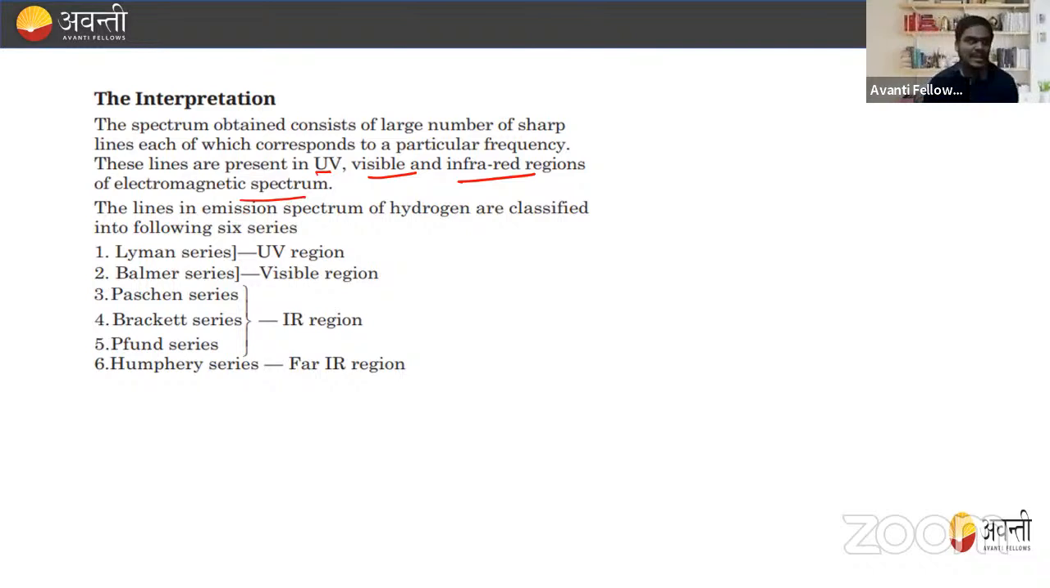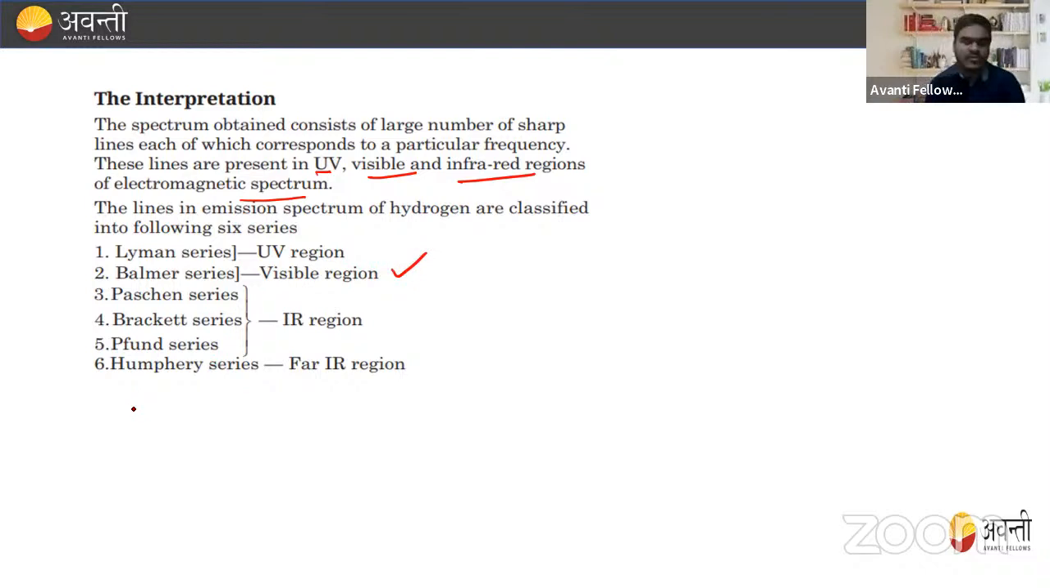If an electron falls from any level to the first, that is the ground state, then it is called the Lyman series, and it falls under the UV, ultraviolet radiation. If the electron jumps from any state to the second state, then it is known as the Balmer series. And in the Balmer series, we have the visible region.